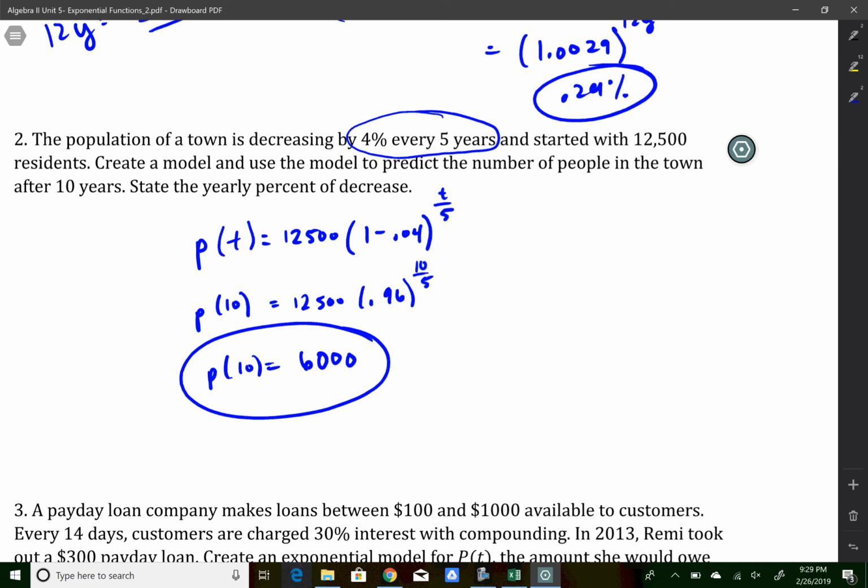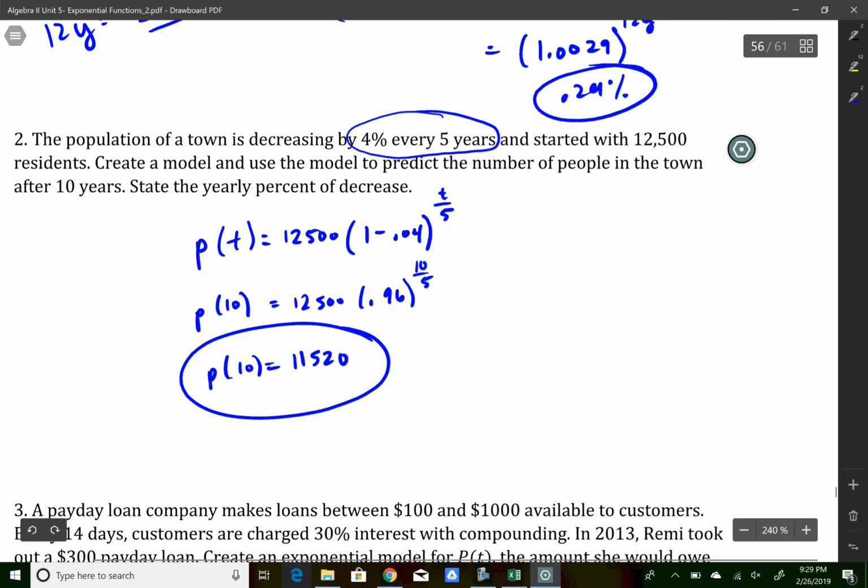Oh, I did divide. I knew that did not seem right. I hit the wrong button. Hold on one second. That makes more sense. 11,520.